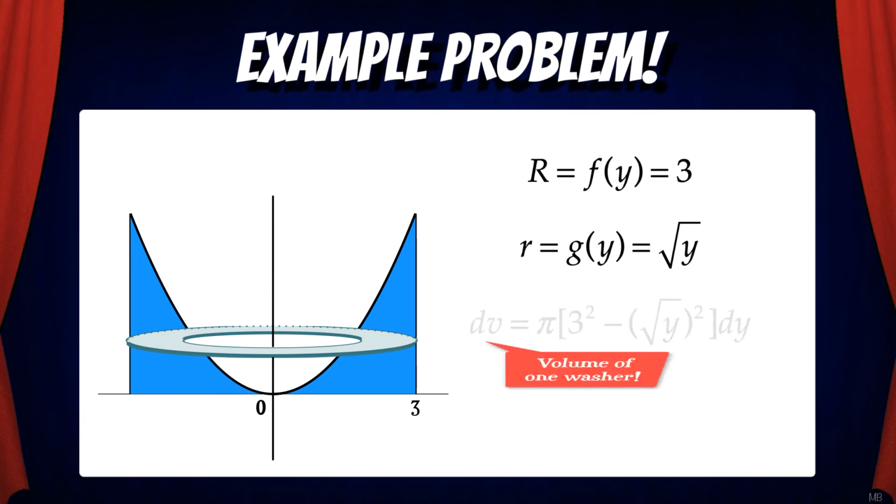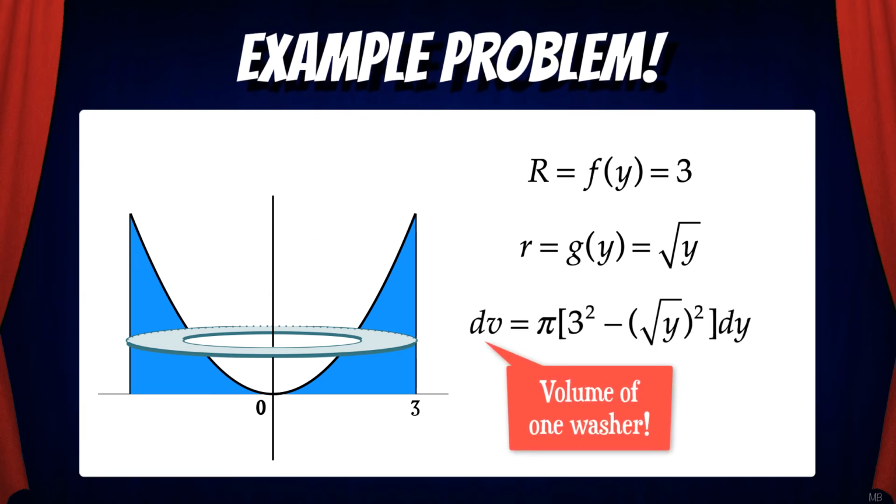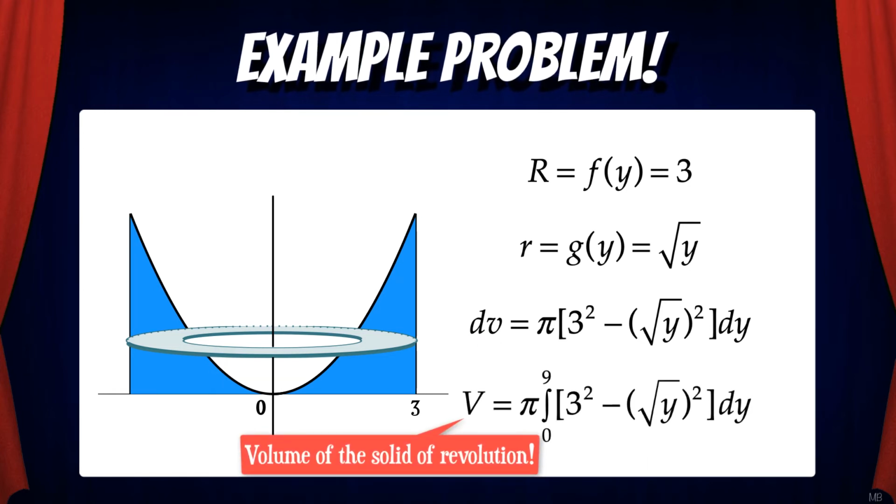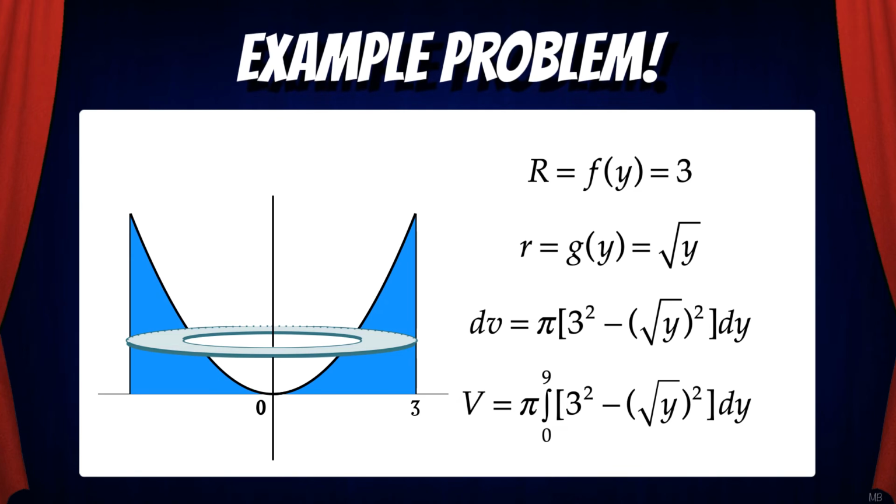Now we can find dV, the volume of one washer, and that's pi times the quantity of 3 squared minus radical y squared times dy. That means the volume of the entire solid is pi times the integral from 0 to 9 of 3 squared minus radical y squared, all times dy. Note that the limits of integration are y values now. We're starting at 0 and adding up the volumes of all the washers that are stacked until they reach 9. When x equals 3, y equals 3 squared, which is 9, and that gives us the upper limit of integration.